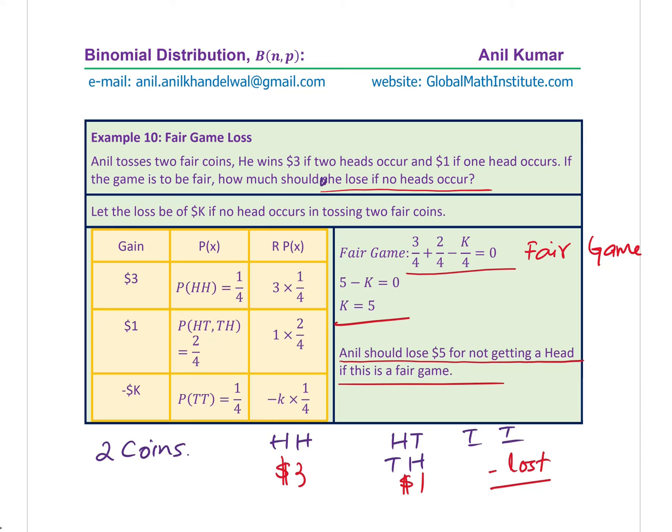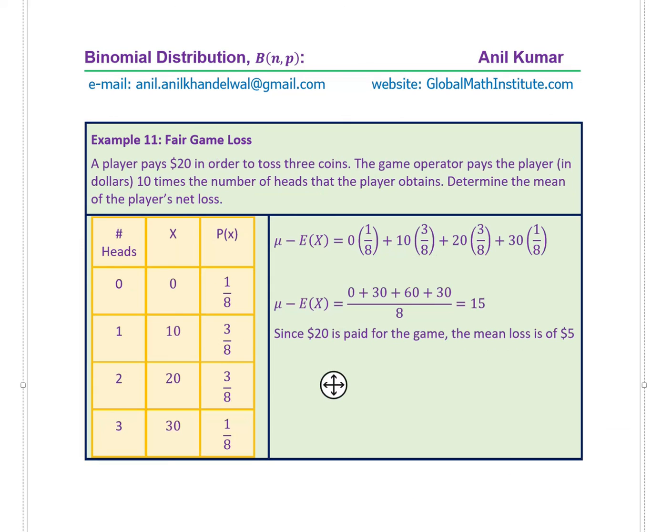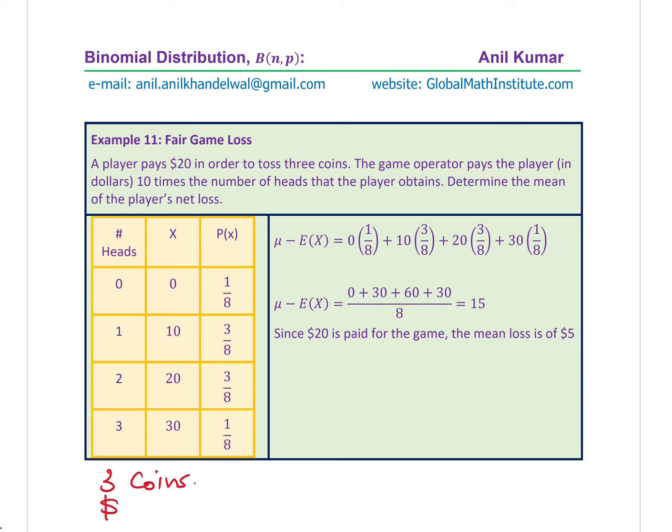Correct? That is how we are going to answer such a question. I hope the concept is absolutely clear. So let's move forward and take the next example. Example 11. A player pays $20 in order to toss 3 coins. So this time we have 3 coins, right? And we have $20 to pay.